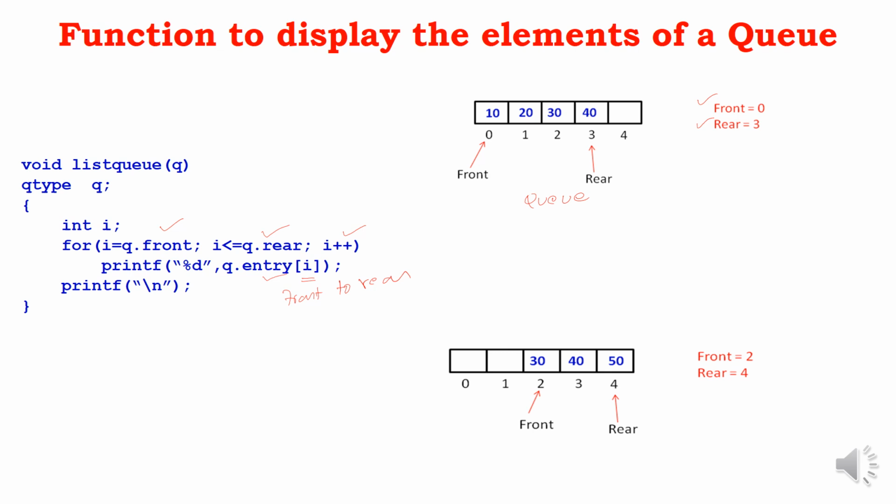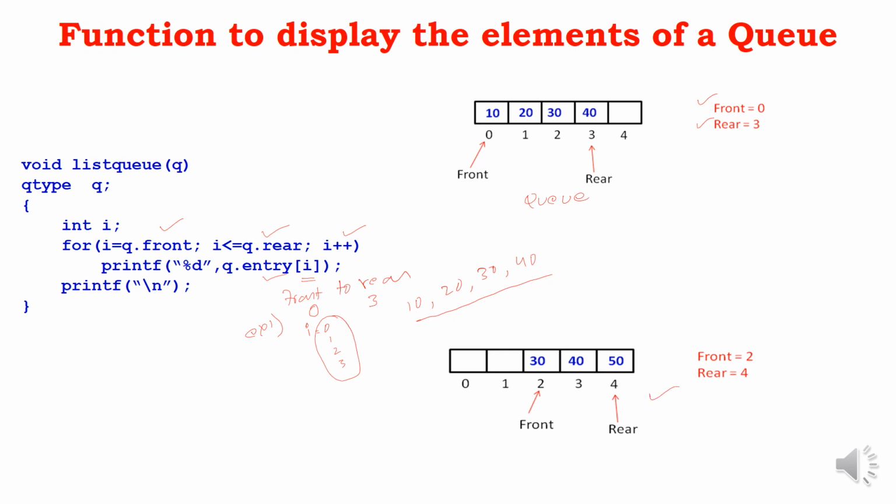In example 1, front is 0, rear is 3. So i is 0, 1, 2, 3. When i is 0, it displays 10. When i is 1, it displays 20. When i is 2, it displays 30. When i is 3, it displays 40. So elements of q have been displayed. For i assigned to q front, i less than or equal to q rear, i plus plus, printf q entry of i. i is varying from 0 to 3. It displays 10, 20, 30, 40.